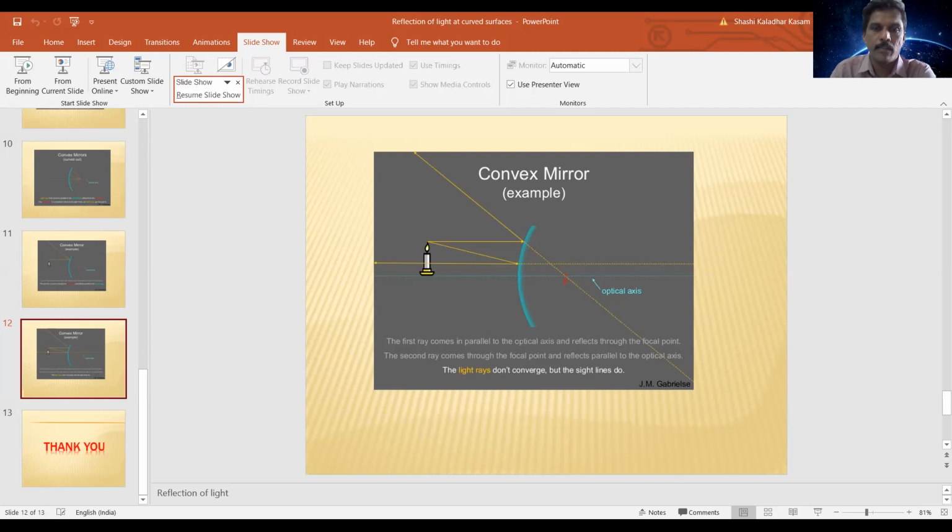And another rule is, if the ray is passing through center of curvature, it is undeviated.